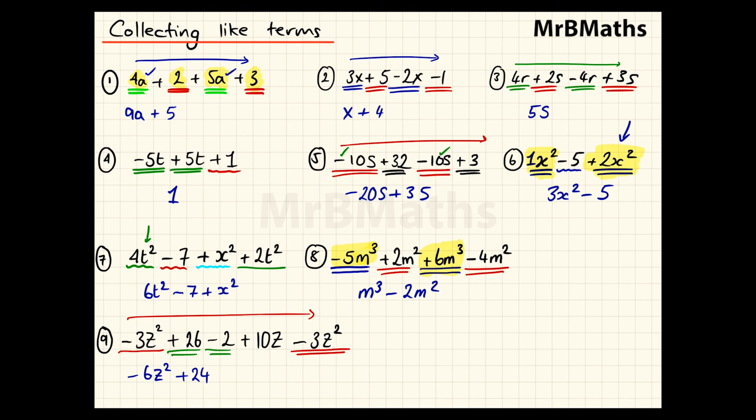And then I've got plus 10z, scan the expression, that's all there is for z, therefore I will write plus 10z. Okay, and that is a quick overview of how you collect like terms.